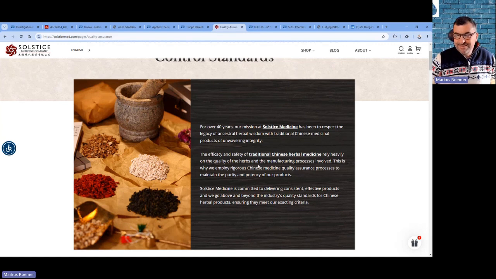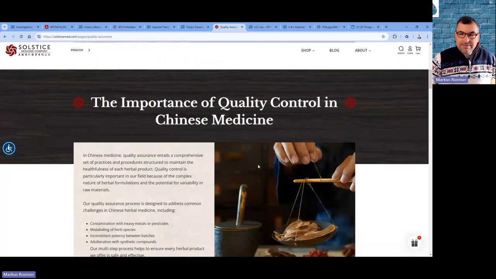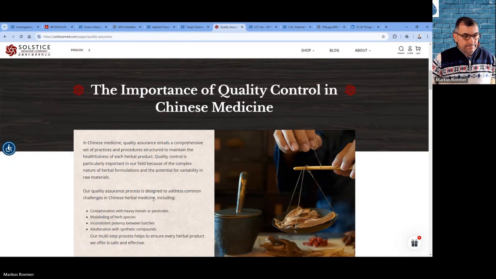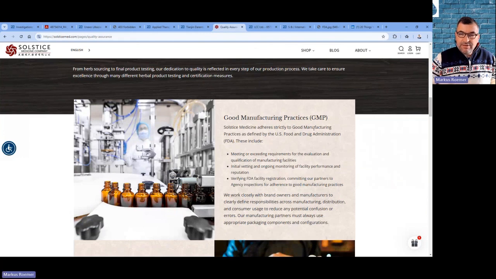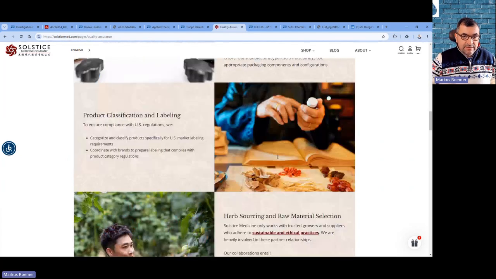Traditional Chinese herbal medicines. Okay, that's really evidence-based. No, I'm joking. So, the importance of quality control in Chinese medicine. Yay, they don't record it. They don't let the people go into the rooms. Quality assurance process, GMP, strictly to good manufacturing as defined by the US FDA, Food and Drug Administration. I think they do not even know anything about the US FDA. If you go on Google Maps and look at these locations where it is produced, you know where you are. That's really hard to ensure compliance with US regulations.